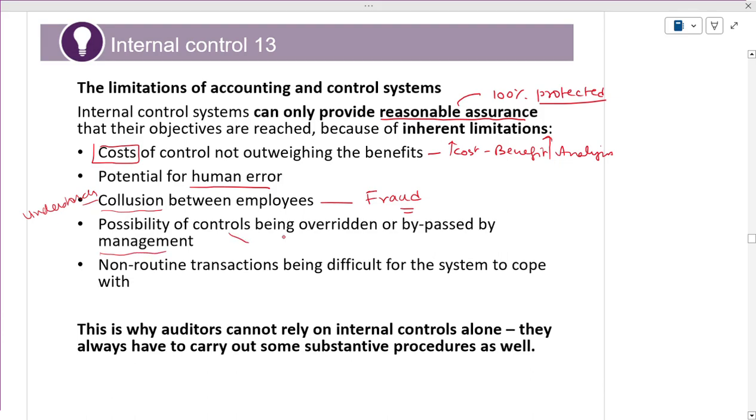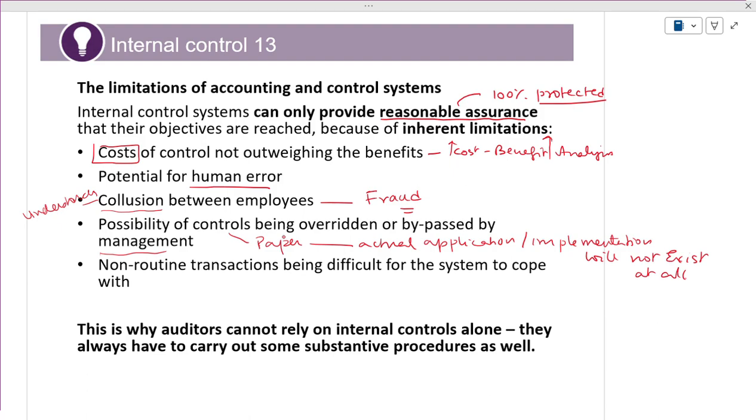There is the possibility of controls being overridden or bypassed by the manager. We will put controls on paper, but actual application, or I can say actual implementation, will not exist at all. Fine, for the sake of controls, we will put the controls, but in practice they will not have any controls.